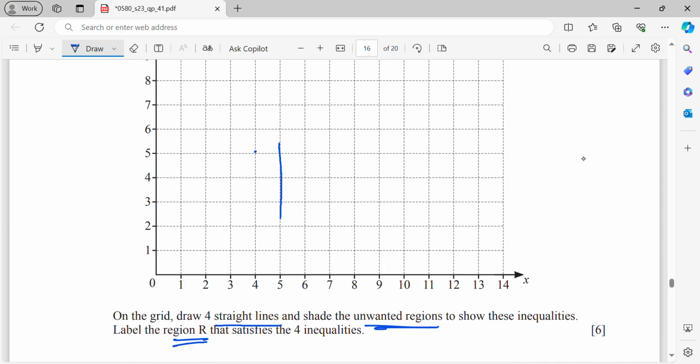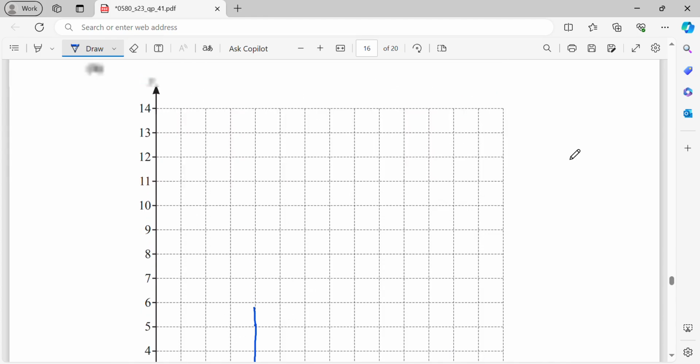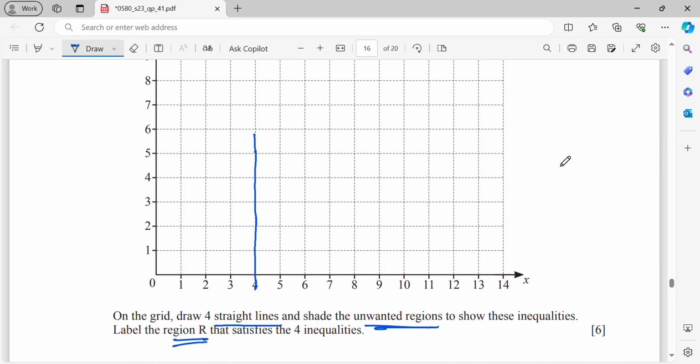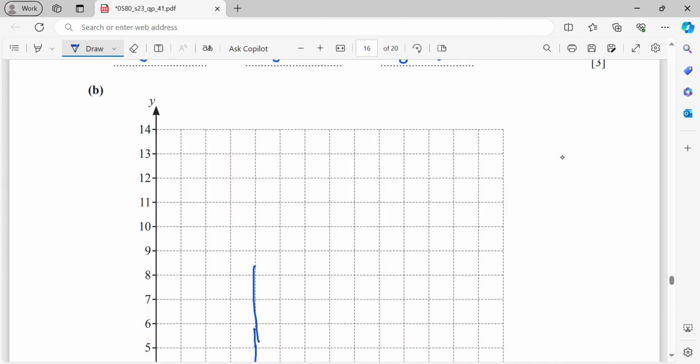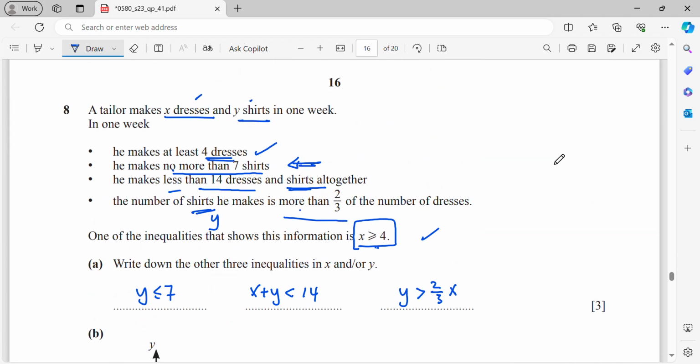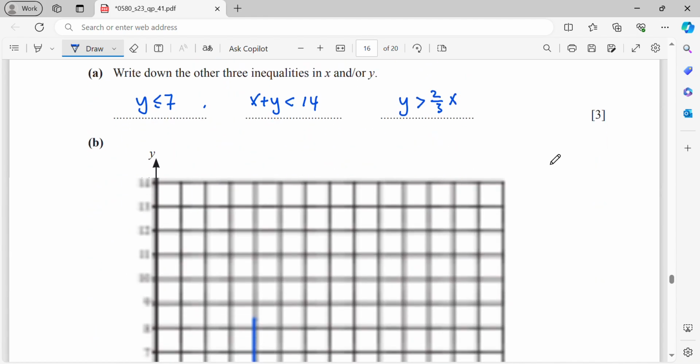I use a straight line here, because we want to show X greater than or equal to 4 later on. So here, right, is this a straight line? Please draw a nice straight line. Draw using a ruler. Okay, then the next one is Y less than or equal to 7.